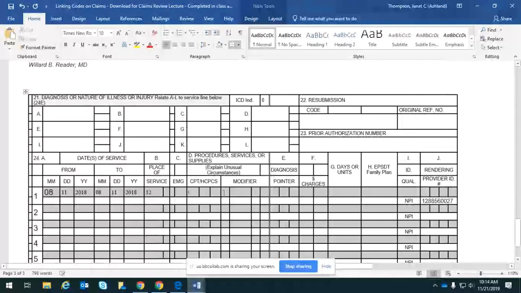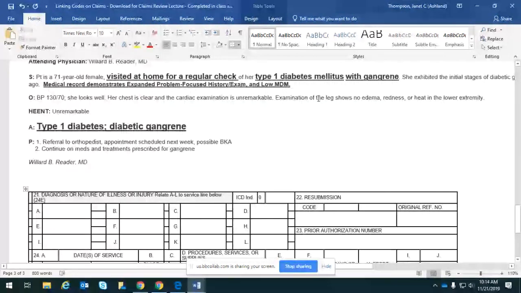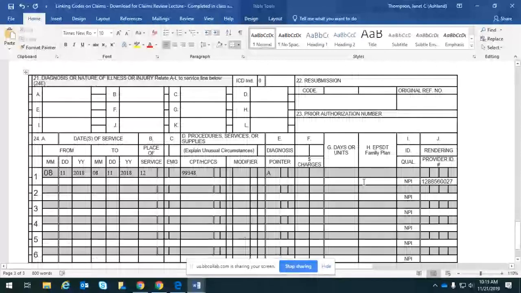For our CPT code in that first box, we're going to type in 99348. And we're going to put a diagnosis pointer to A because this is where we're going to put the diagnosis for the type 1 diabetes with gangrene. Now, charges, we're going to leave that blank because, like I said, every office has different charges, so we won't necessarily get into that. Days or units, 1. We just had 1 home visit. So the line of service for the procedure is ready.